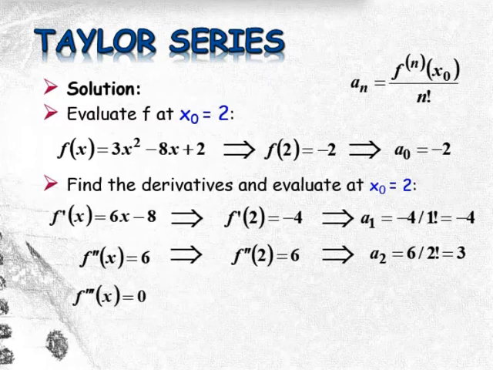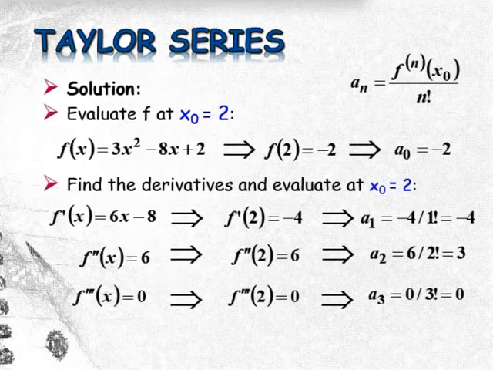The third derivative is 0, implying that the function value at 2 is also 0 and the coefficient a sub 3 is also 0. The pattern will continue. That means a sub 4, a sub 5, a sub 6, and so on will give us 0.